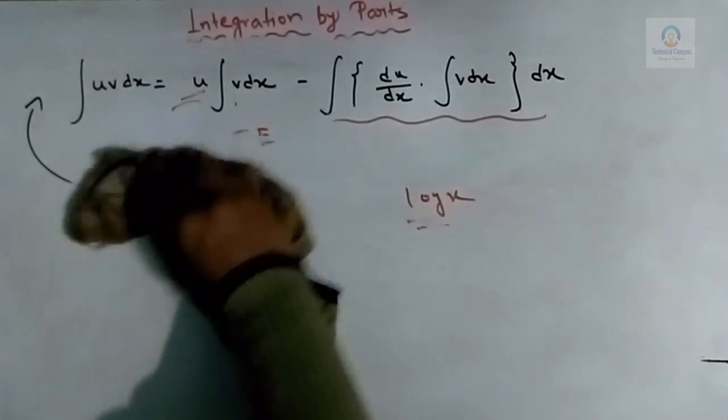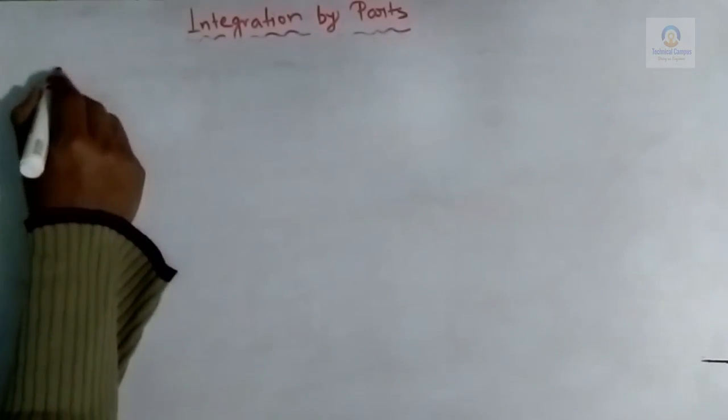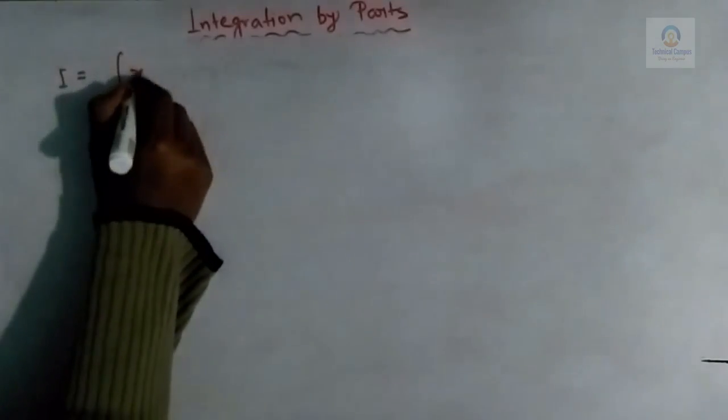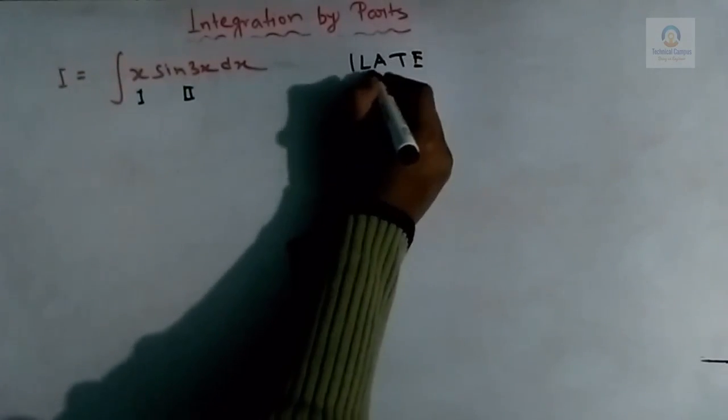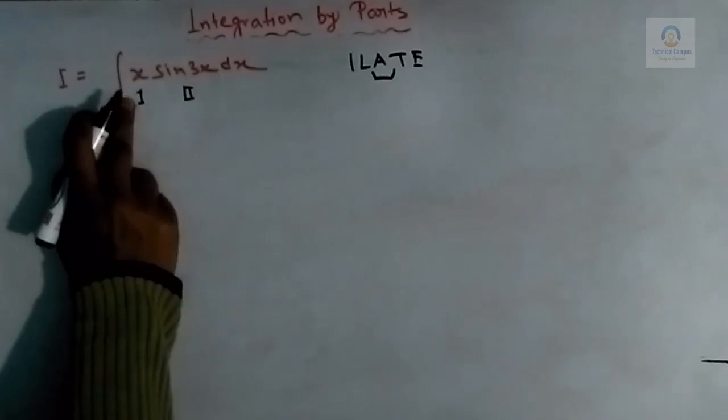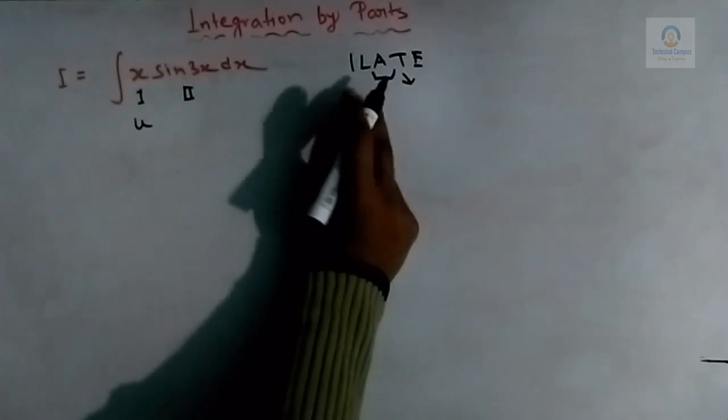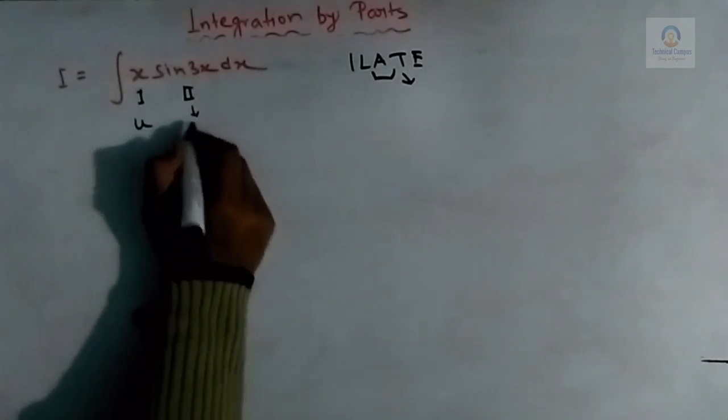So let us solve one example to learn the concept of integration by parts. Suppose we want to integrate the function x sin 3x dx. By the rule of LIATE, we consider x as the first function and sin 3x as the second function, because the algebraic term x comes first, so we take it as the first function, that is u, and the trigonometric term comes after A, so it is considered the second function, that is v.